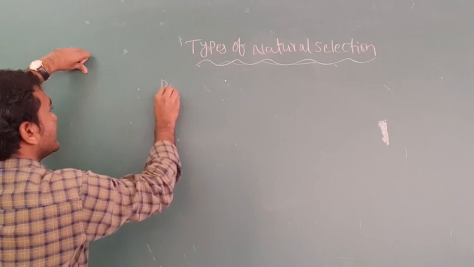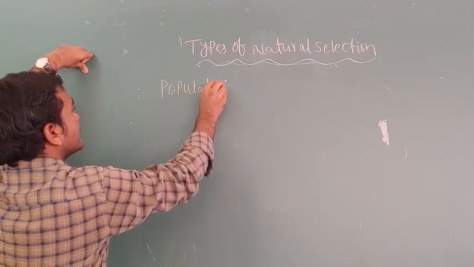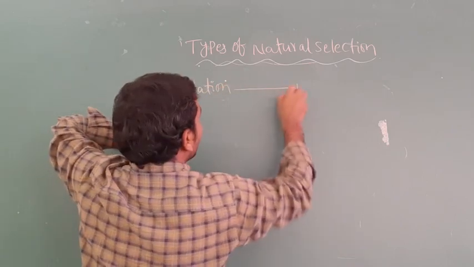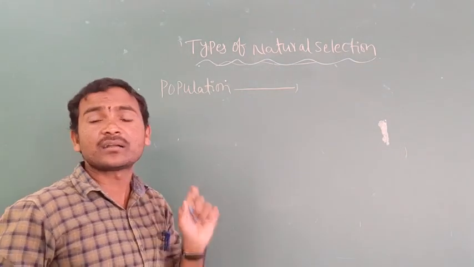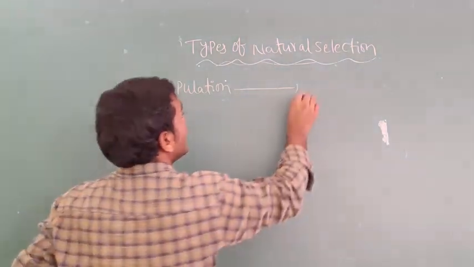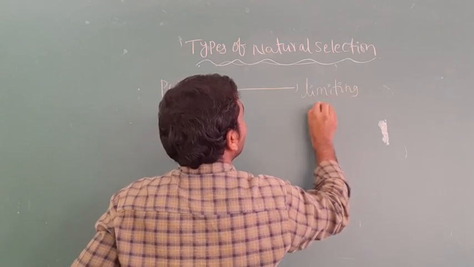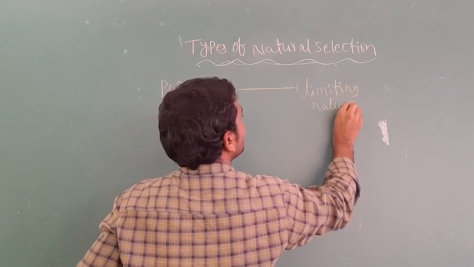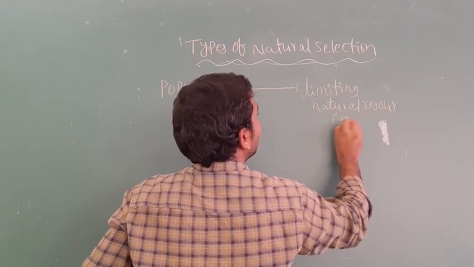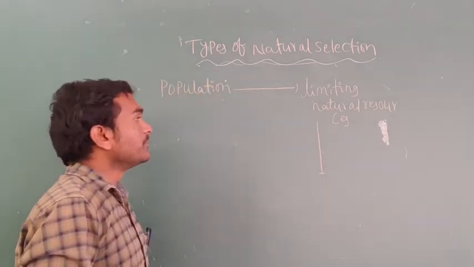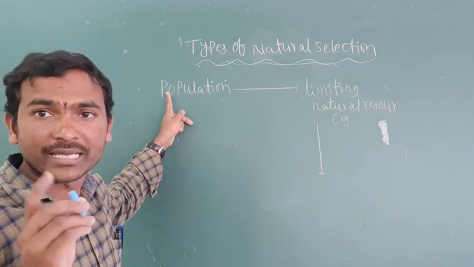First, we can take a population in the environment. Based on the size of the population, the natural resources are not enough, because the limiting natural resources are present. Due to the limiting natural resources, it is not enough for the whole population in the environment.